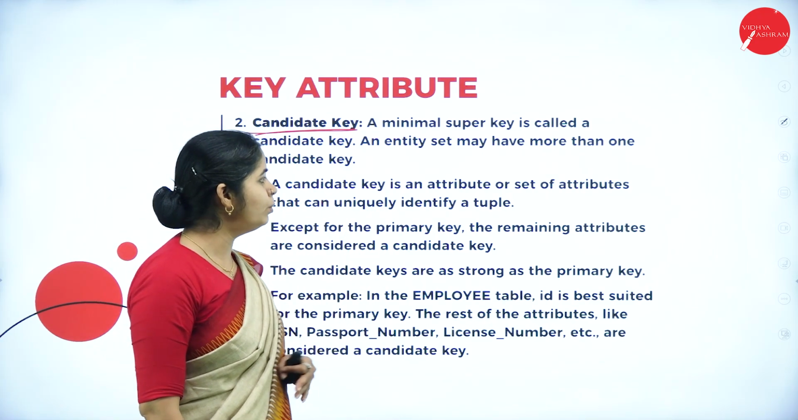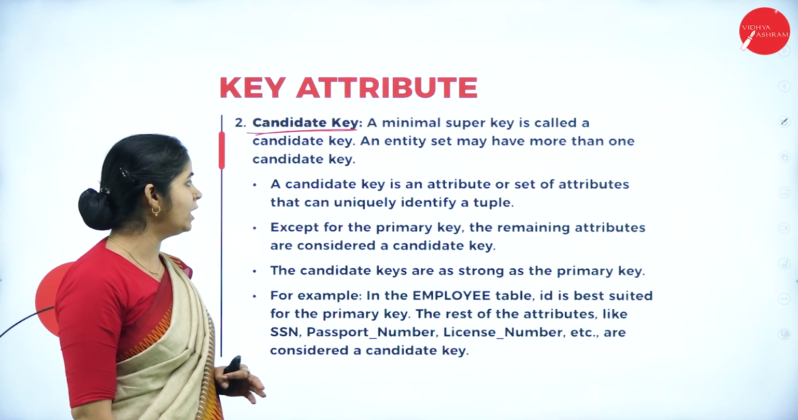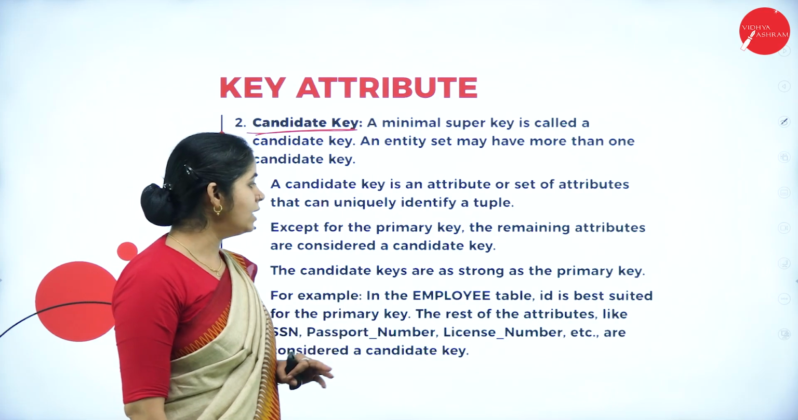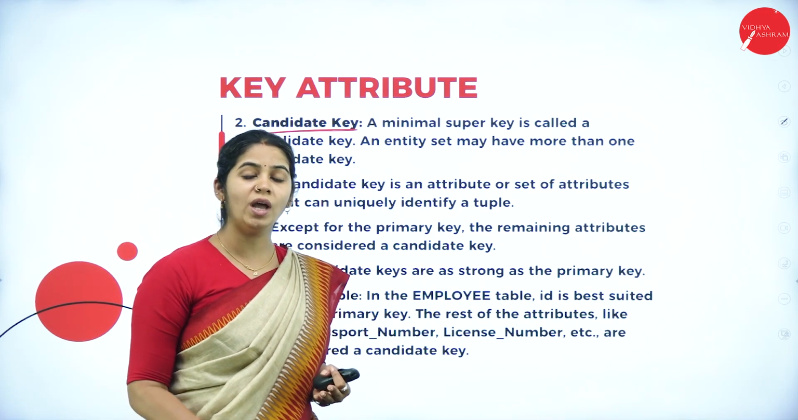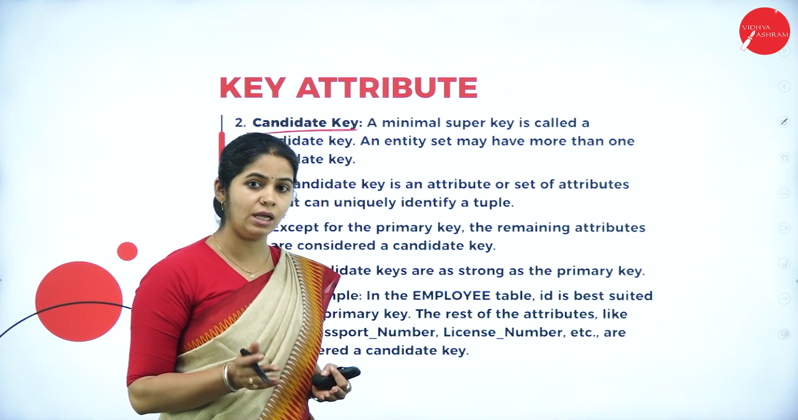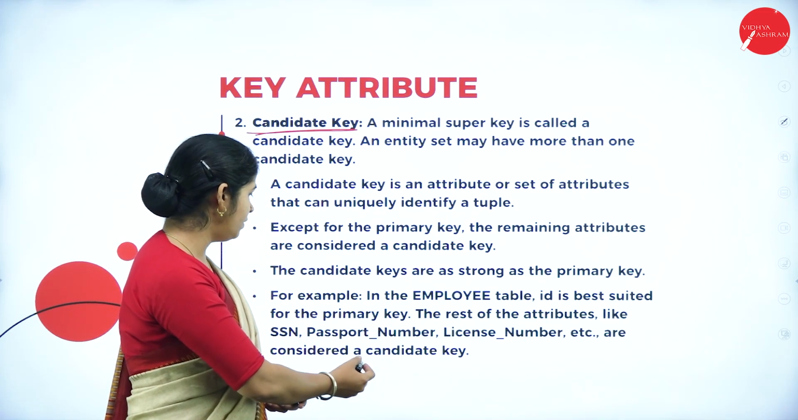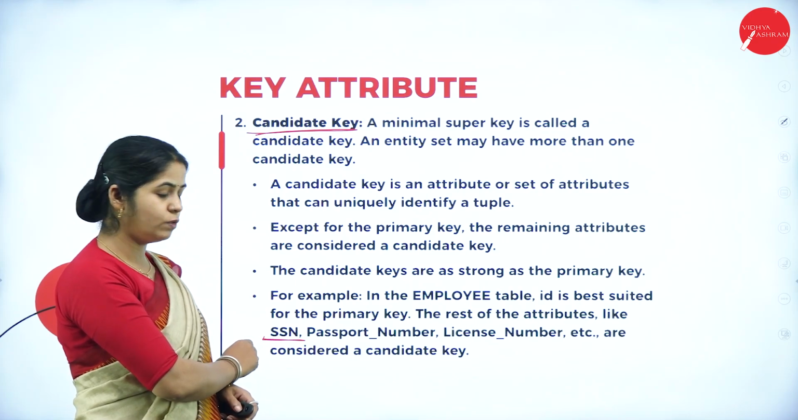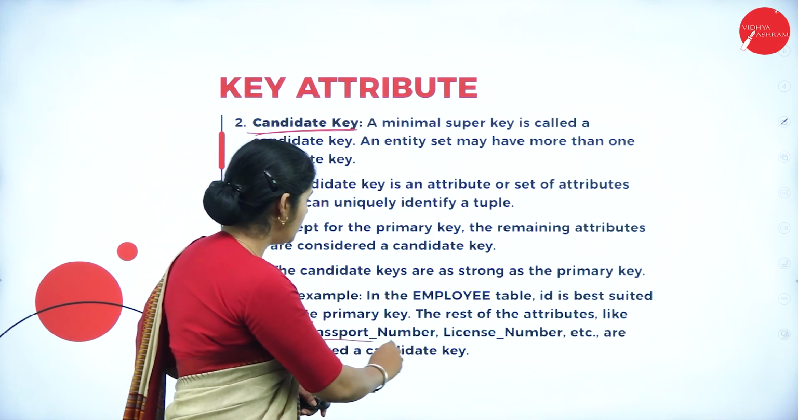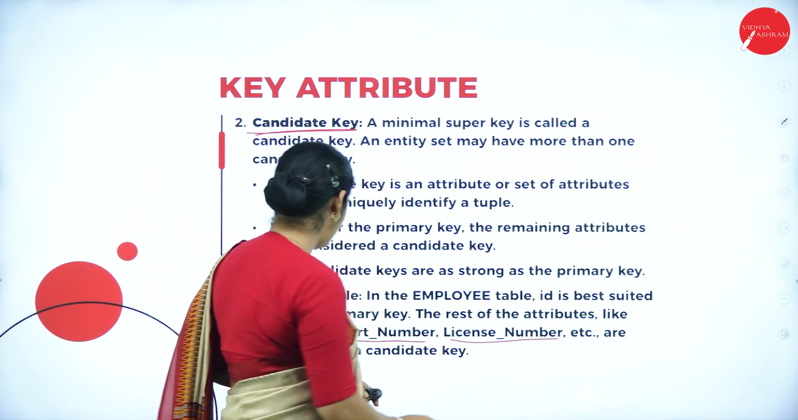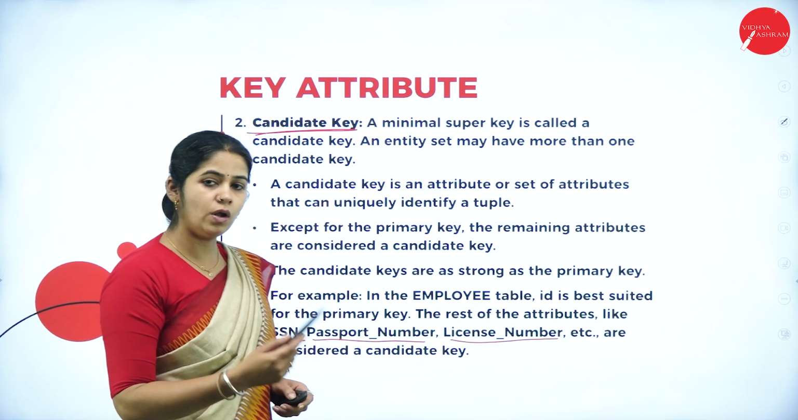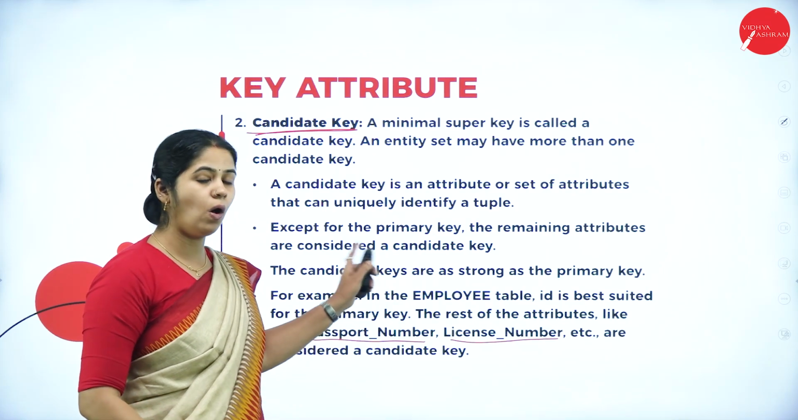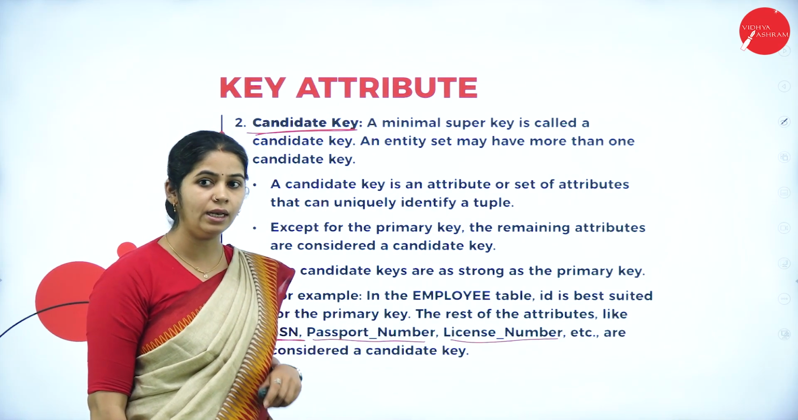A candidate key is an attribute or a set of attributes that uniquely identify a tuple. The candidate keys are as strong as a primary key. You can make any candidate key a primary key. That's the example they have given: social security number. SSN stands for social security number, passport number, license number, Aadhaar number. These are all unique values for an employee. So all of these will be considered candidate keys.